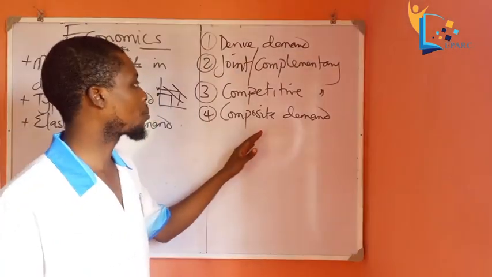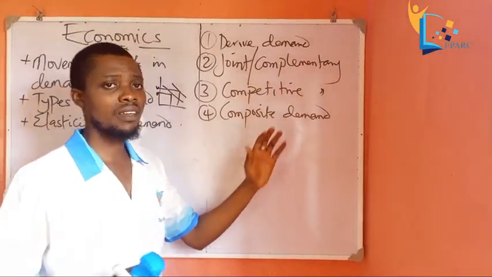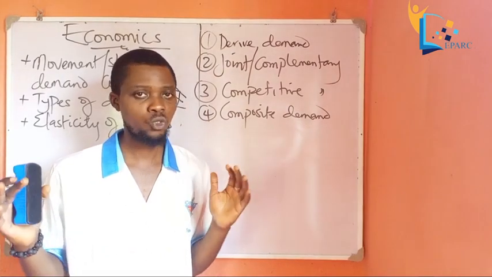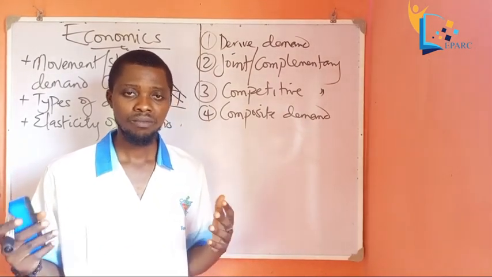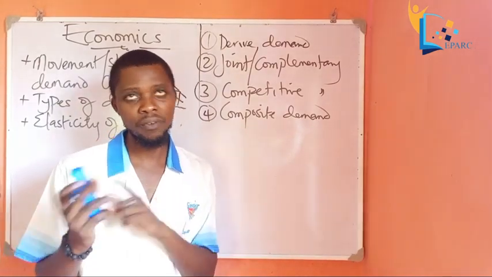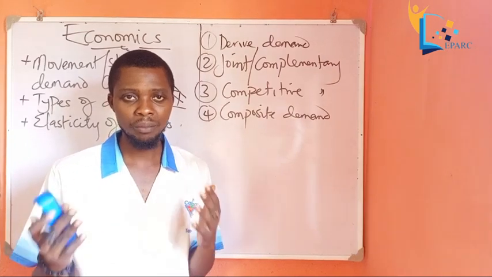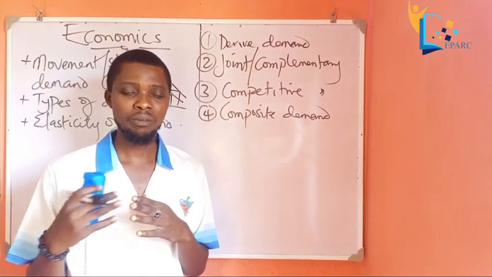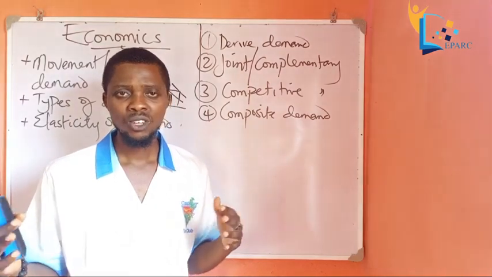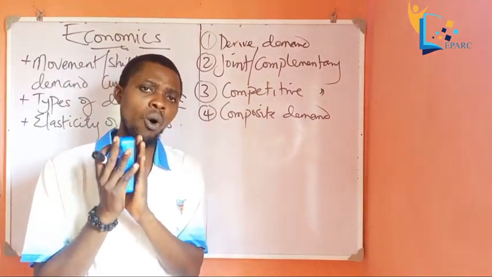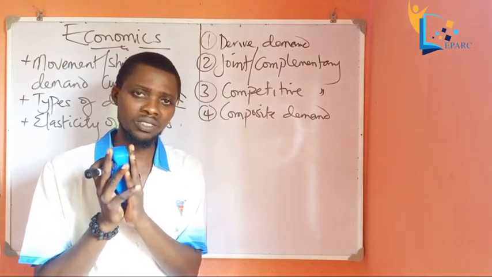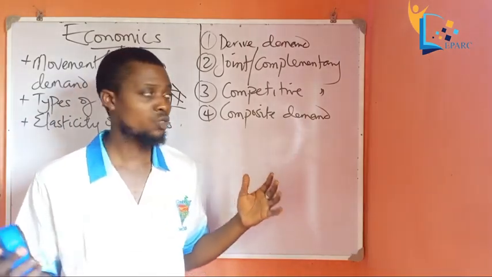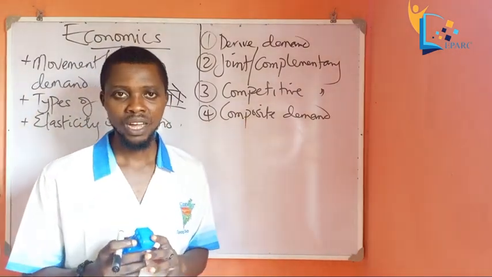All right. So when we say composite demand, this is when one commodity is meant to serve two or more purposes. A perfect example is palm kernel. It can be used for oil, and it can be used for other things. Another example is crude oil. It can be used for petroleum, kerosene, and the rest of them. So when a commodity is meant to serve several purposes, it is said to be a composite demand. Do we get it?